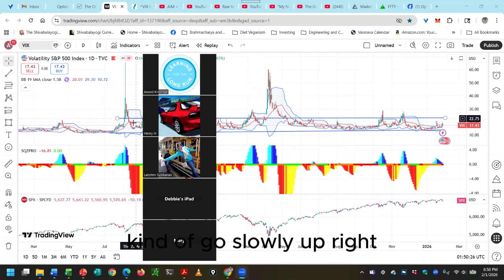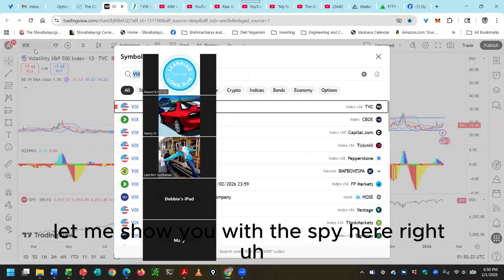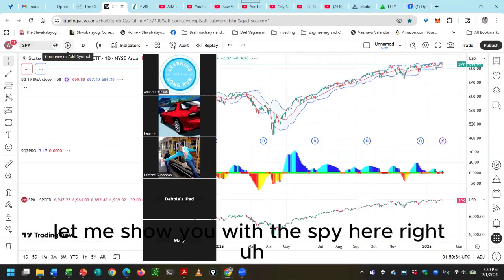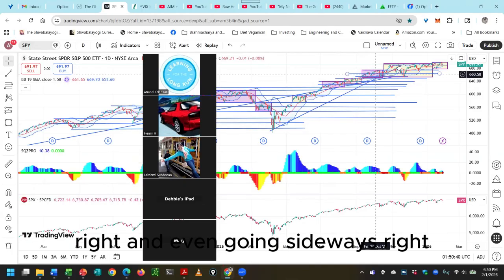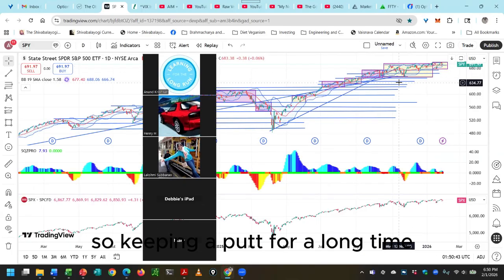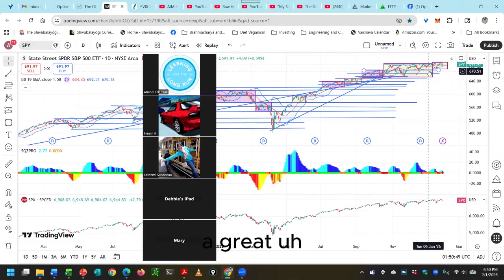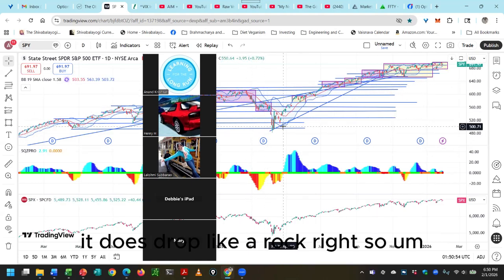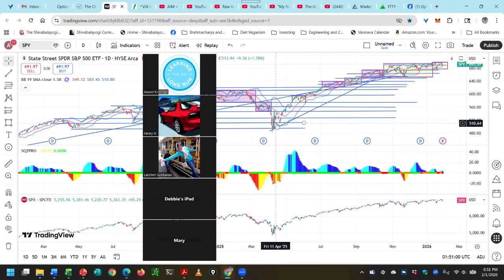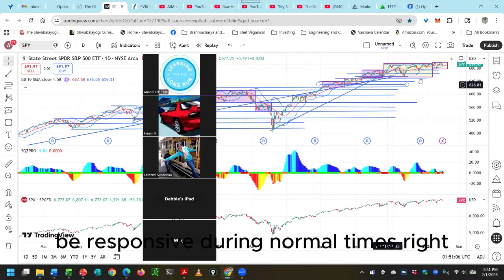And actually you can see it. Let me show you with the SPY here. The market tends to go slower to the upside, and even going sideways, it doesn't tend to do a lot. So keeping a put for a long time is not a great thing to do. However, when it does go down, it does drop like a rock. So puts really work well then, but they don't tend to be responsive during normal times.